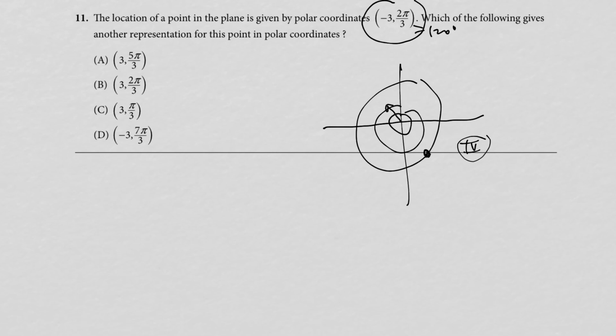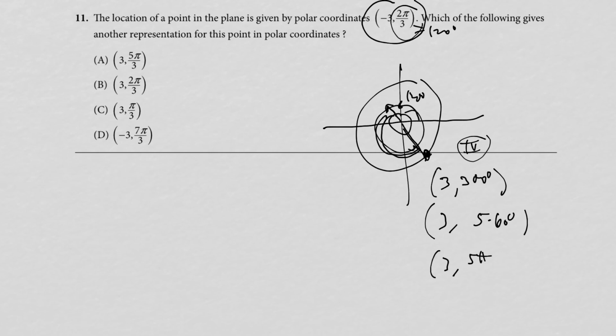Well, there's a lot of answers to this, but I think this point, if I just saw this point regular and I wanted to describe it as 3 comma something, this angle would be 180 degrees more than this angle. So the angle here is 120 degrees. But if I go 180 degrees more, I get to 300 degrees. And 300 degrees in radians is 5 times 60 degrees. 60 degrees is pi over 3. That's why the answer is choice A.